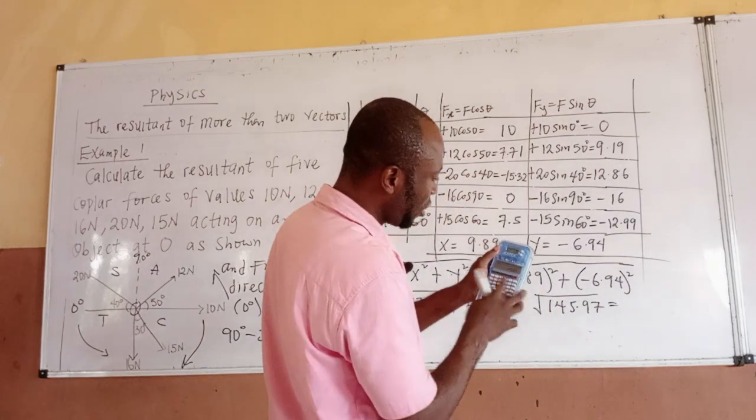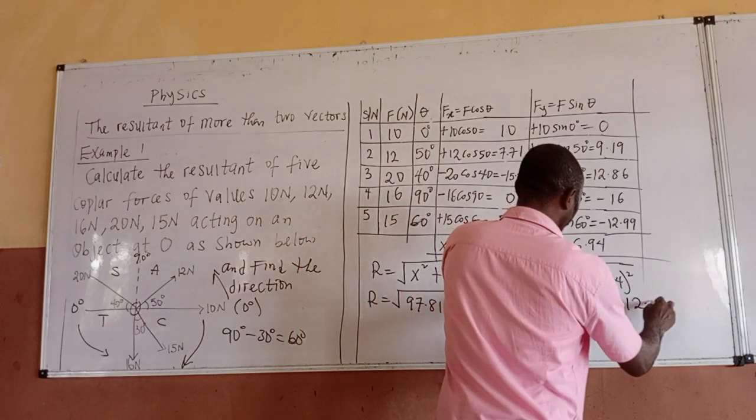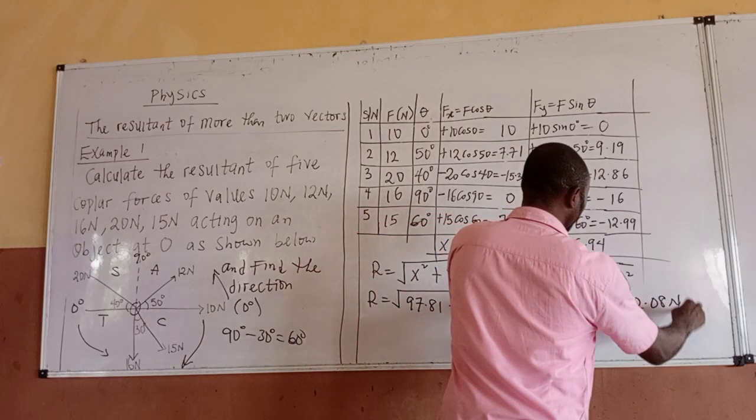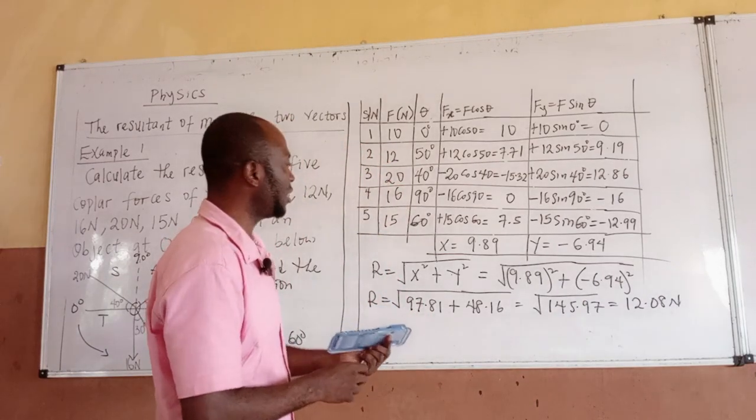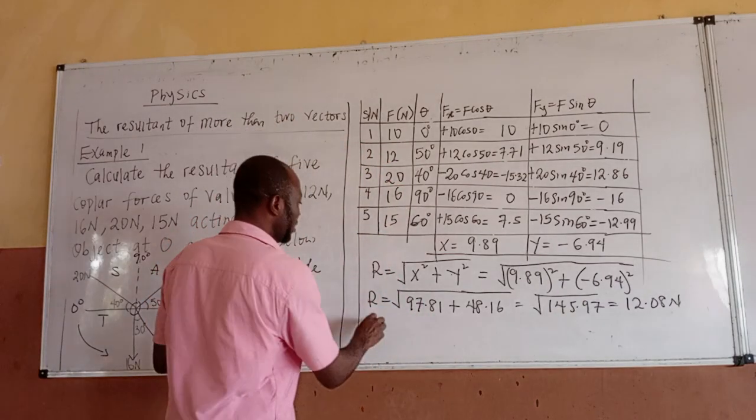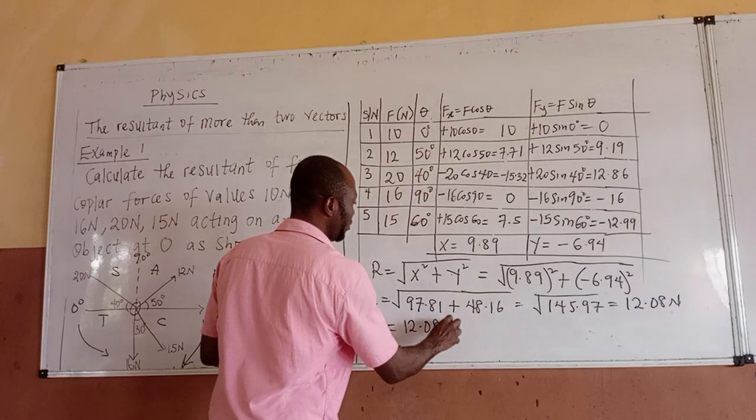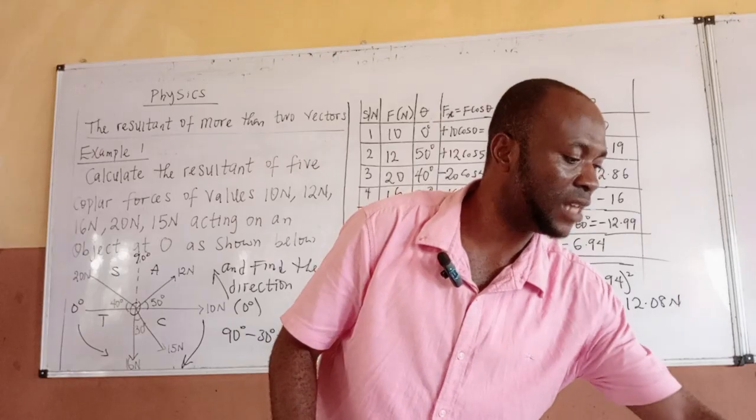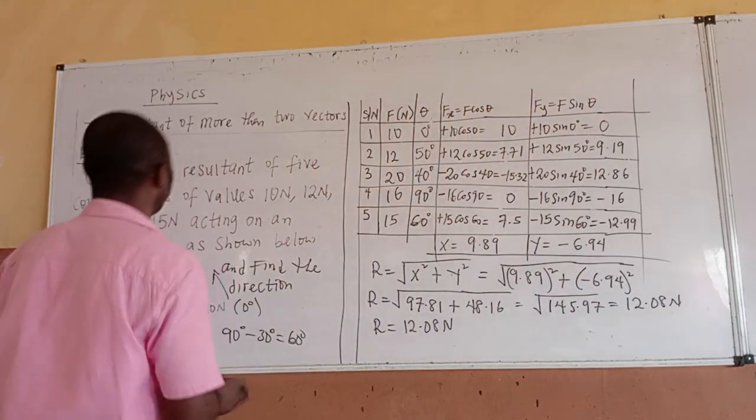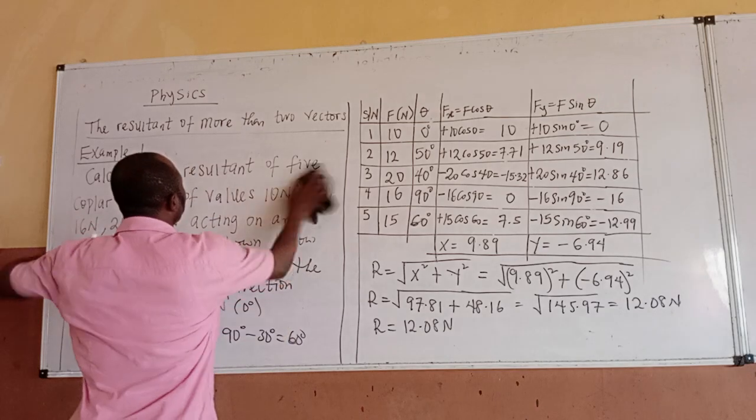Then you look for the square root of the answer. So just punch square root of answer. That will give you 12.08 Newton. So this is the resultant force. The resultant force is 12.08 Newton. I believe you are getting that. Now let's talk about the direction, in case you are asked to calculate the direction. I wish you had used the other place, but no problem. Let's just continue here.